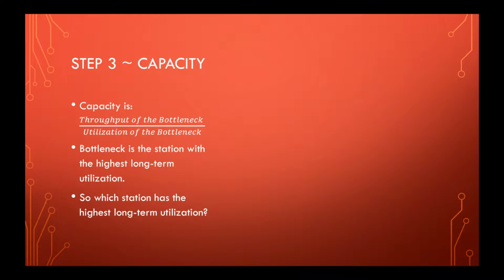The long-term part is important because we want to look at our system in a steady state position. So not just at the very beginning of when you start releasing jobs into the system, but we want to know if at the long term, after we've released 100,000 parts into our system, which station has potential to get backed up the most. So, which station has the highest long-term utilization?